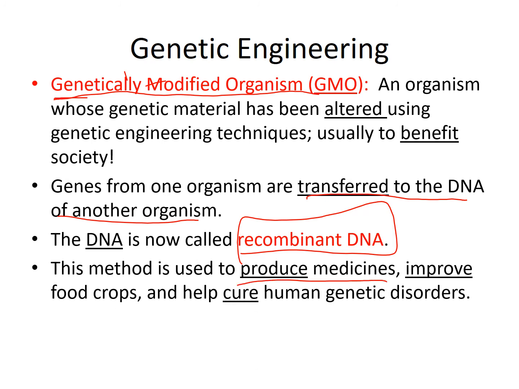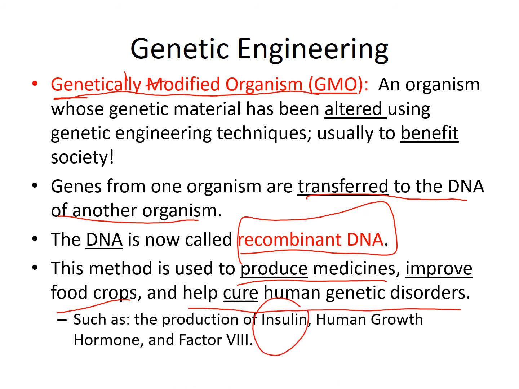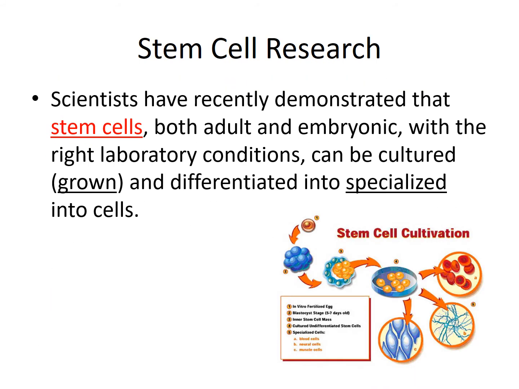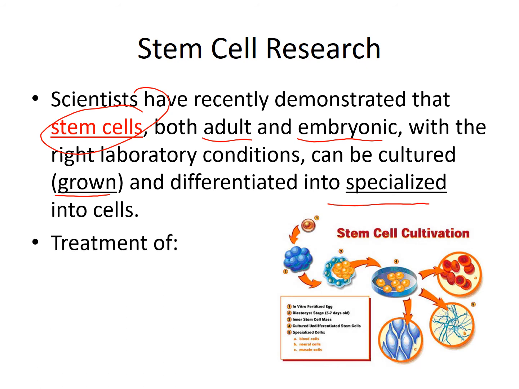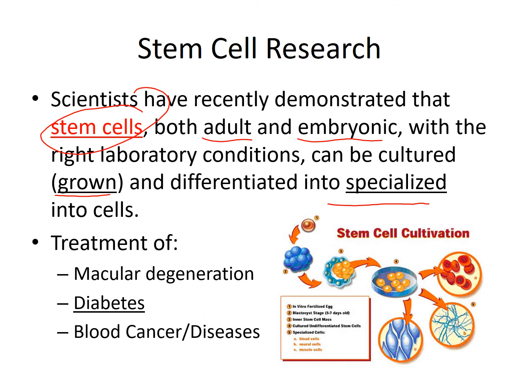But this also helps produce medicines, improves food crops, and helps with human diseases and disorders. Like insulin, the growth hormone, and factor 8. Then we have stem cell research. Stem cells. I talked to you before about stem cells. A stem cell is a cell that can become any other cell. Both adult and embryonic stem cells can be culturally grown and differentiate into other specialized cells, because wherever it's needed, it will go. The treatment of this is for macular degeneration, diabetes, blood cancer diseases, and Lou Gehrig's disease.